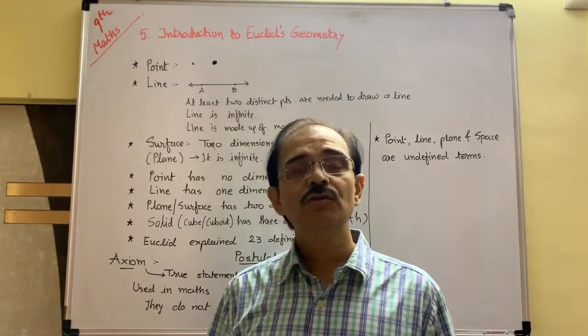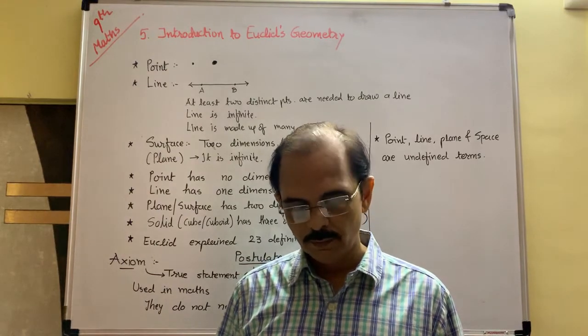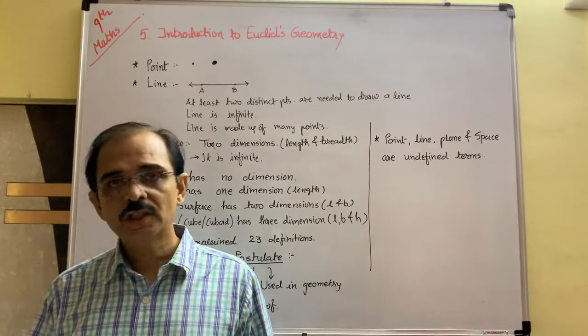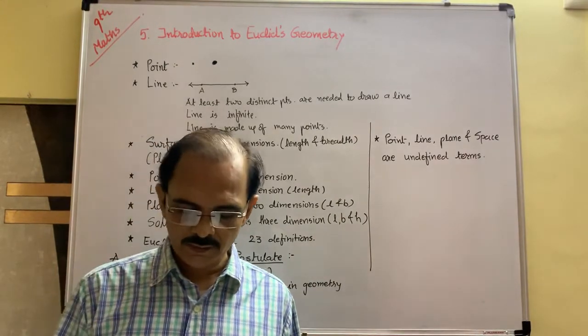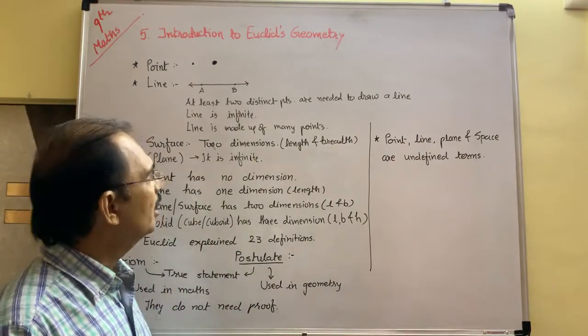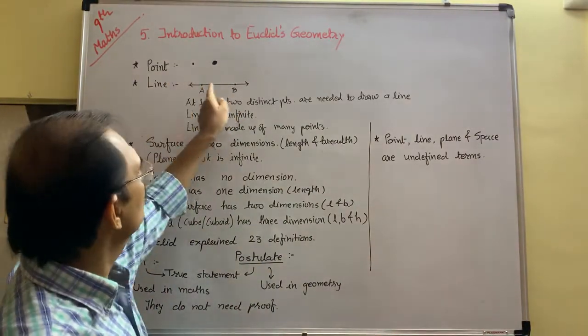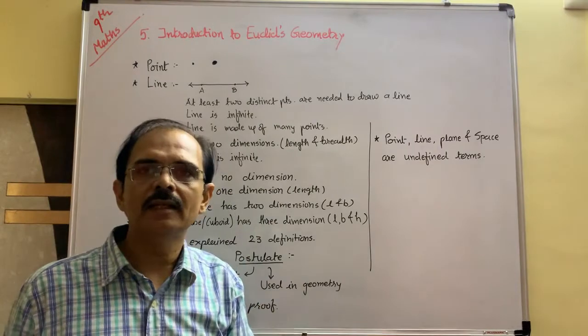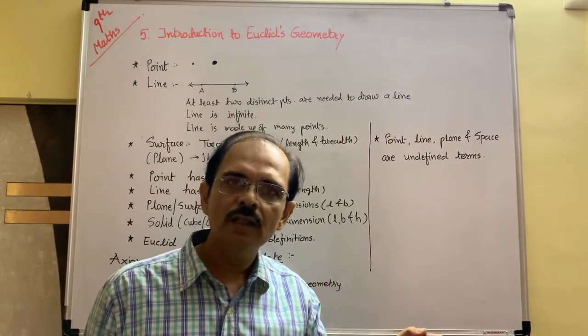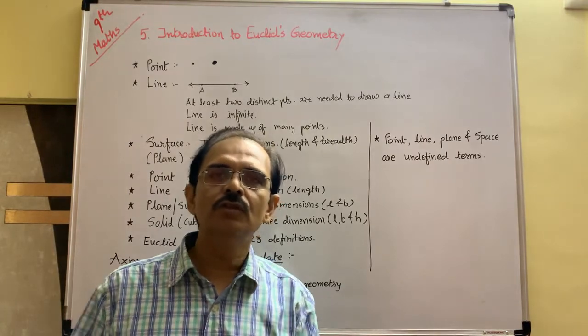And from this postulate 1, an axiom is also derived: given 2 distinct points, there is a unique line that passes through them. If 2 distinct points are drawn, then from these 2 distinct points a unique line can pass. Unique means what? One and only one. Not more than one, not less than one. That is called a unique line.